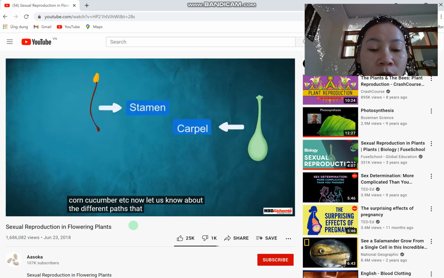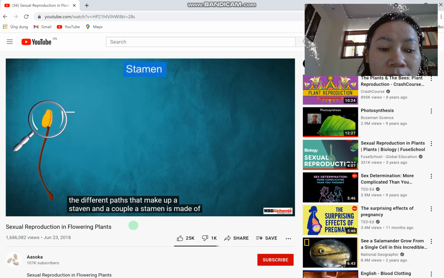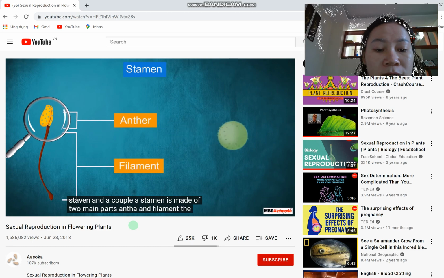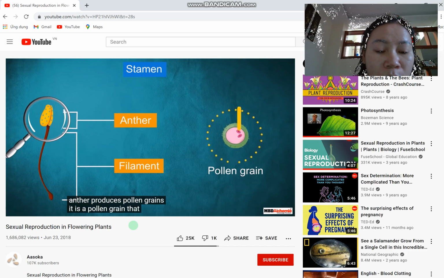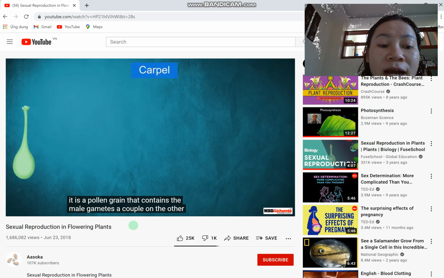Now let's know about the different parts that make up a stamen. A stamen is made up of two parts, anther and filament. The anther produces pollen grains. It is the pollen grain that contains the male gamete.